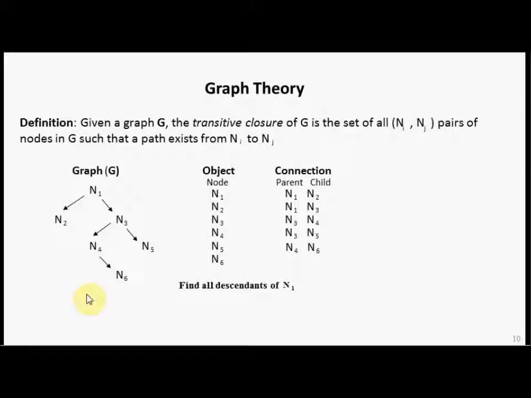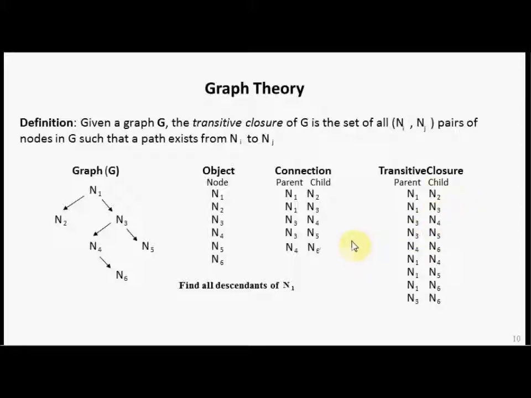The notion of transitive closure is a concept that is foreign to most people. So let's look at a definition of transitive closure. Given a graph G, the transitive closure of a graph is the set of all potential paths between all nodes in the graph. In fact, the transitive closure of a graph can be represented using a relational table. So the way to think of the population of this table, you can think of it as follows.